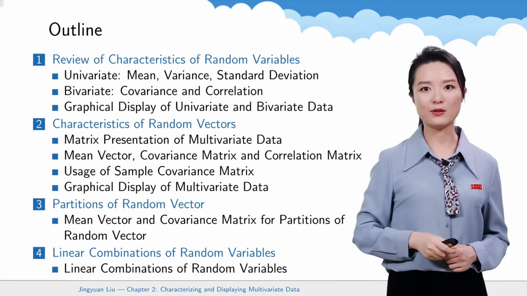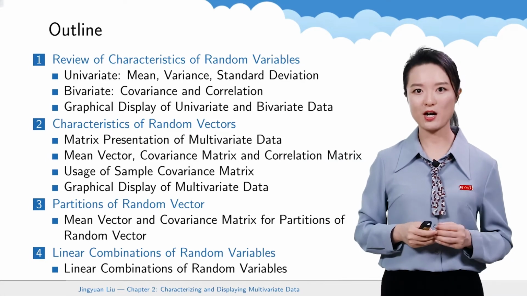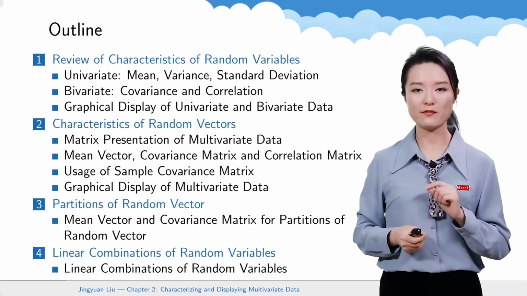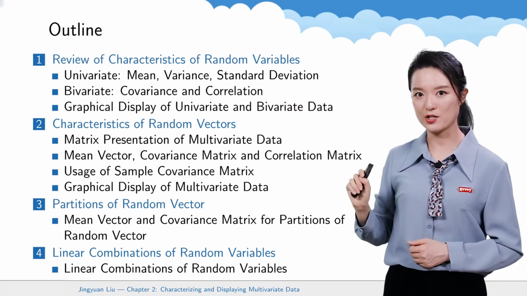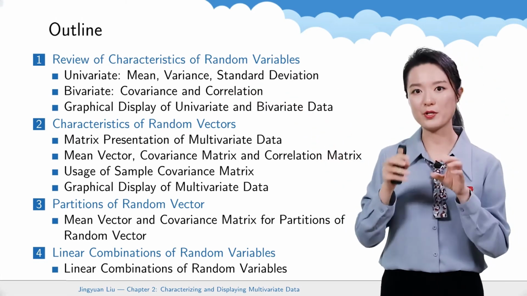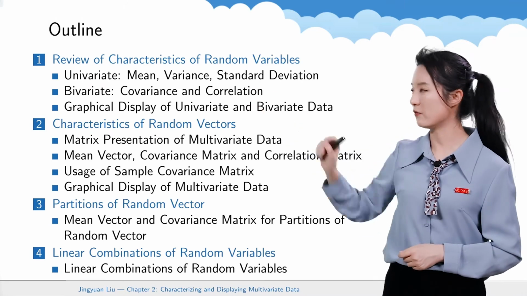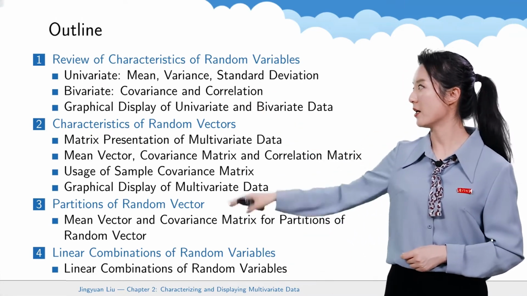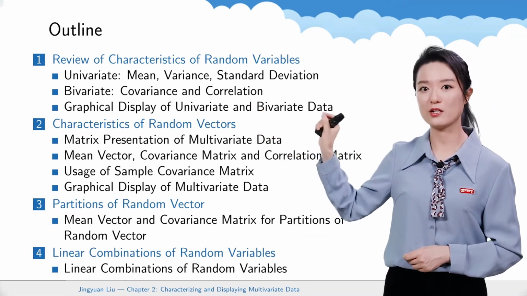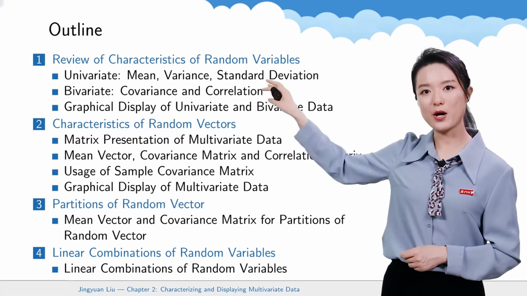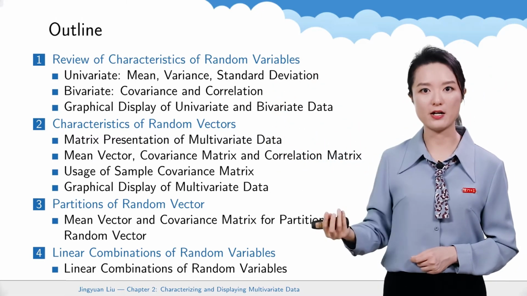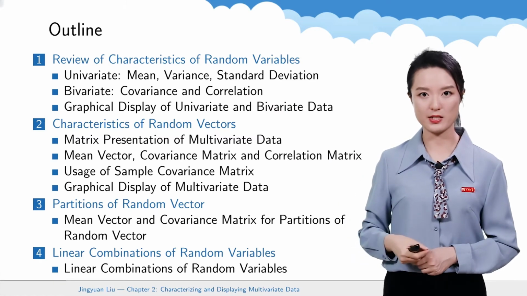Okay, so here is the outline for Chapter 2. We will start with a review of the univariate case, where we define the mean, variance, and standard deviation. And also for the two-dimensional case, we define the covariance and the correlation. And also how to display them using graphs for the univariate and bivariate case. So this part will be fast because you already learned that from other statistics courses.